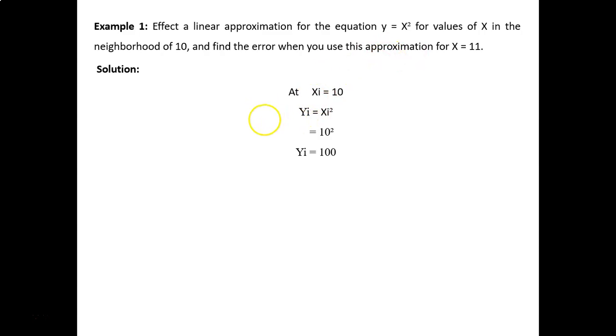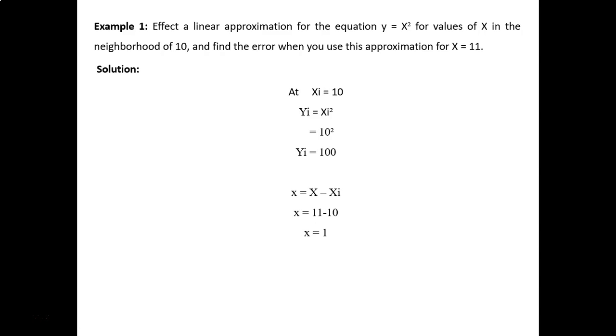What we have done? We have taken this equation y is equal to x square, and we have found out the value of yi at xi, that is yi is equal to xi square. Therefore, what is the value of xi? Xi is equal to 10. Therefore, yi is equal to 100. Now, what is small x? Small x is equal to x minus xi, therefore small x is equal to 11 minus 10, which is equal to 1.